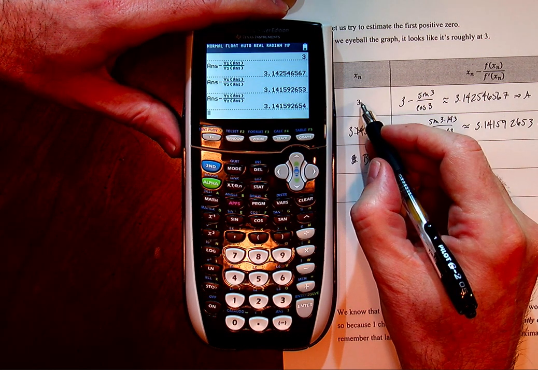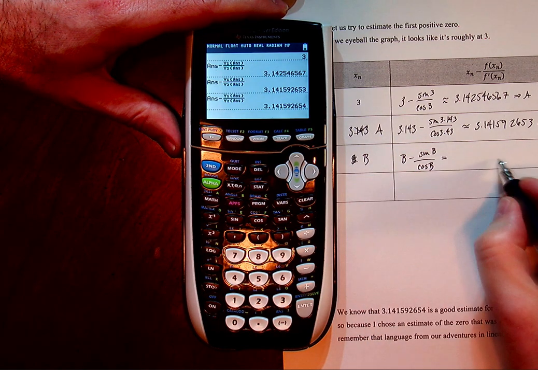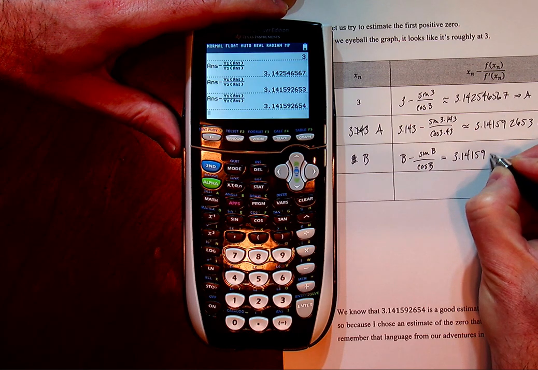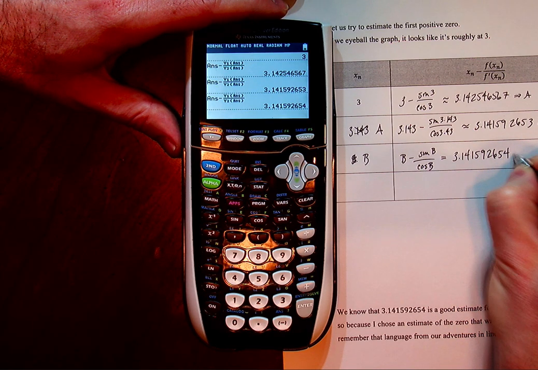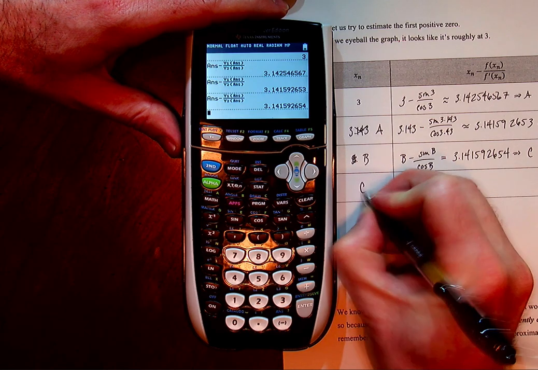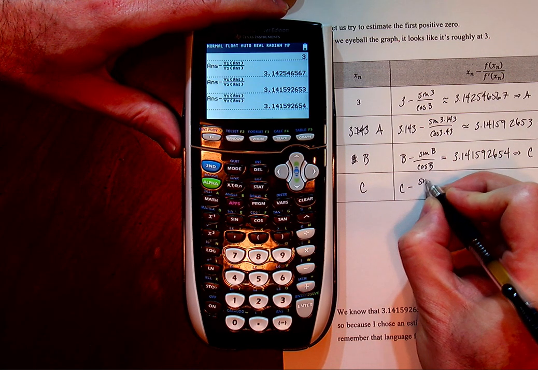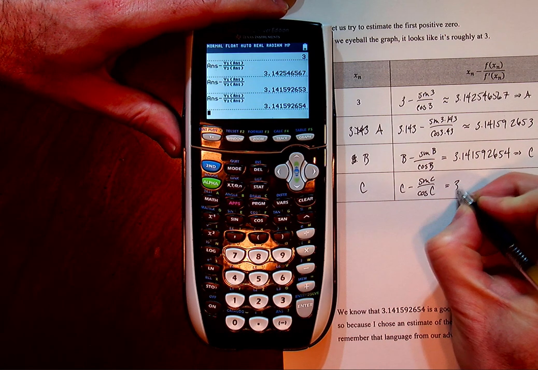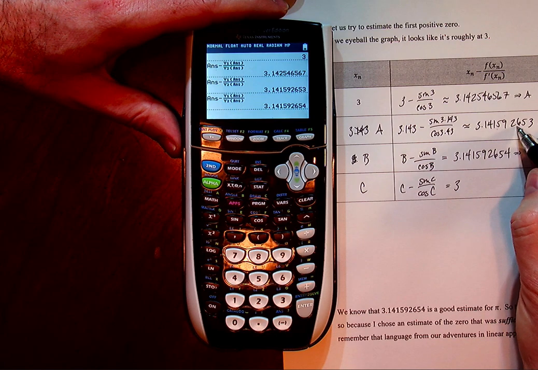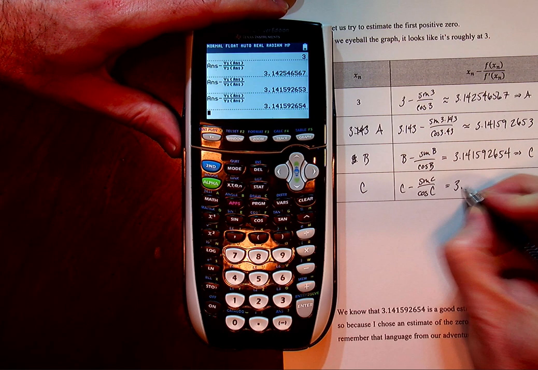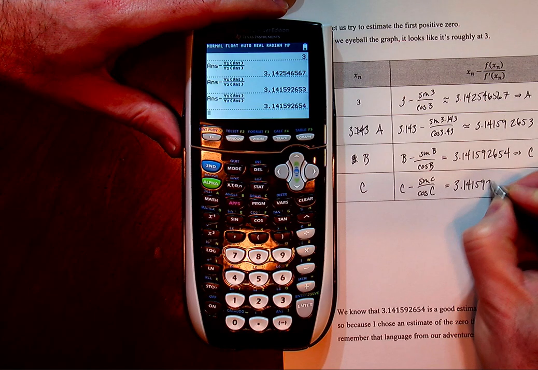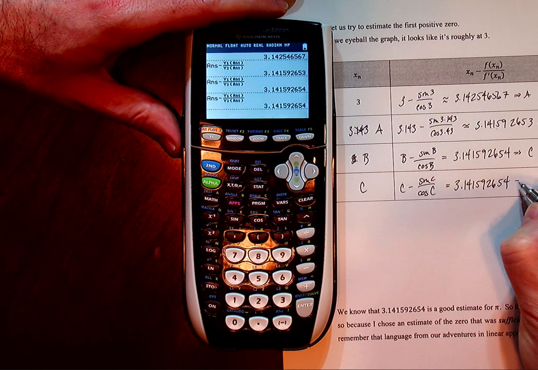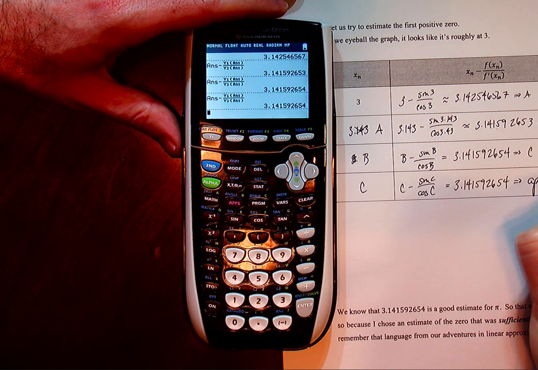So if this is a sub 1, this is a sub 2, this is a sub 3, what goes out here is a sub 4, 3.141592654. Let's put that in as C. So it's C minus sine of C over cosine of C, and that only changed in that last decimal place, the 9th decimal place. So it's obvious that this is going to be the new value. This is going to be exactly the same value on the next iteration because it will not have changed, and that right there is our approximation.